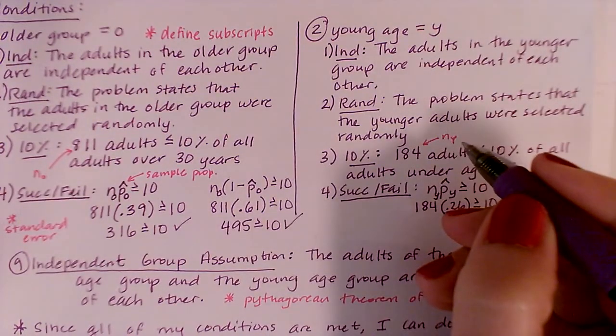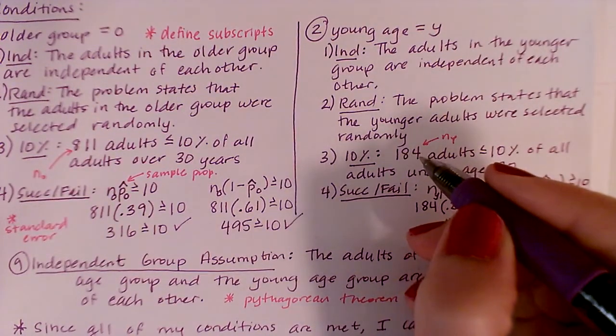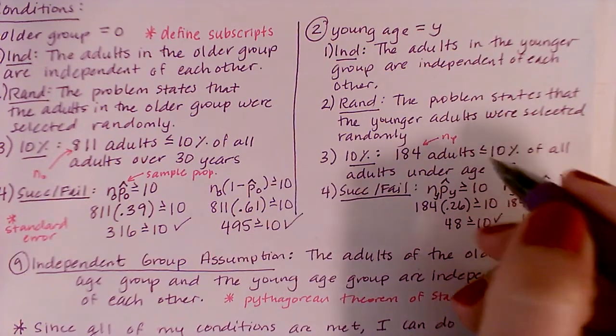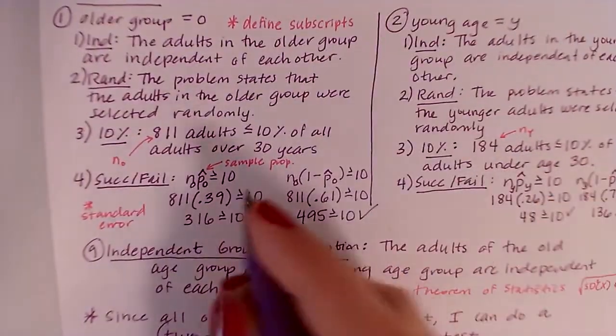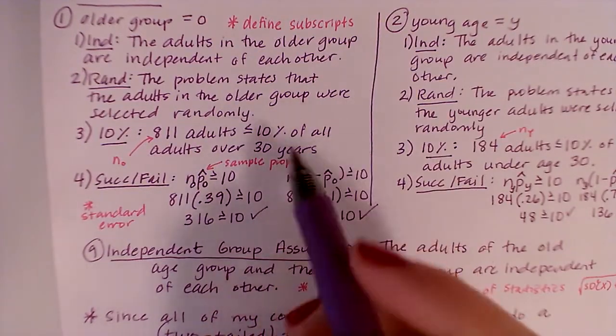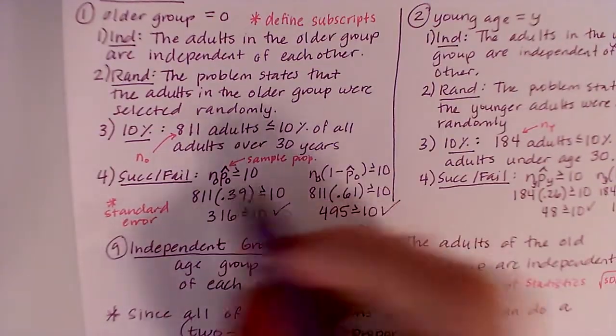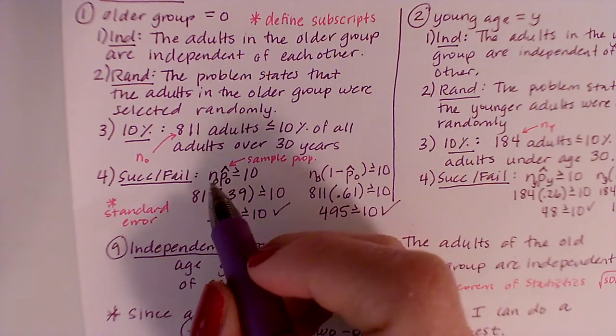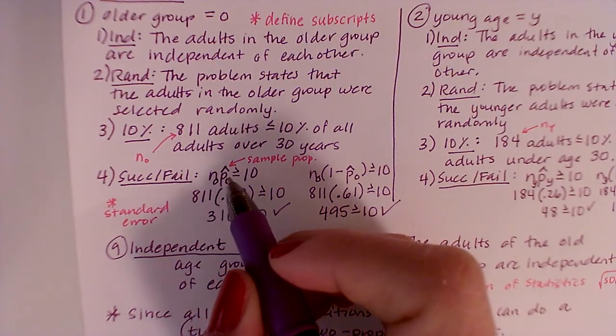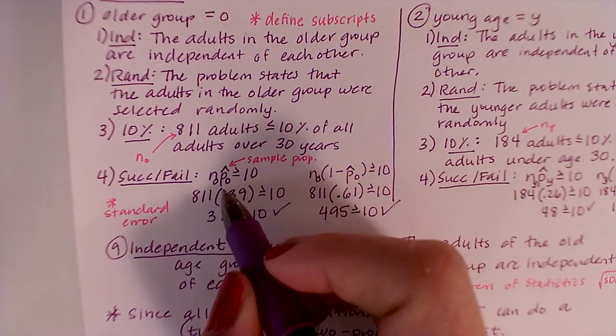And why? 184 is definitely less than or equal to 10% of all adults that are under age 30. Now, like I was saying, the subscripts are very important, especially when we get to the success and failure condition. So here we have N_O times p-hat_O. Now, what is p-hat_O?